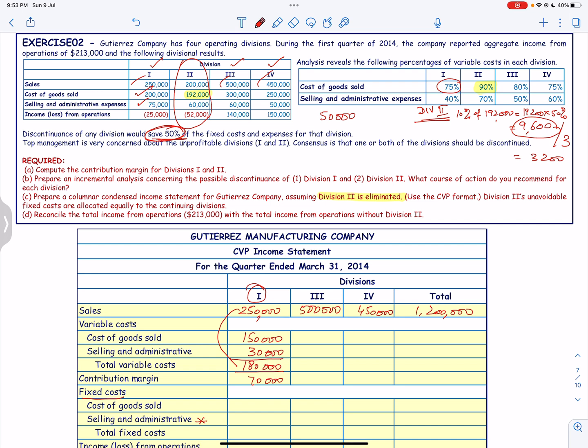Now for division 1, 75% is variable. That means 25% is fixed. So 25% of 200,000 is 50,000 plus the unavoidable fixed cost of goods sold from division 2, that is 3,200. So this makes 53,200.